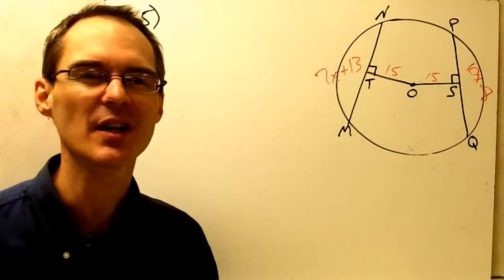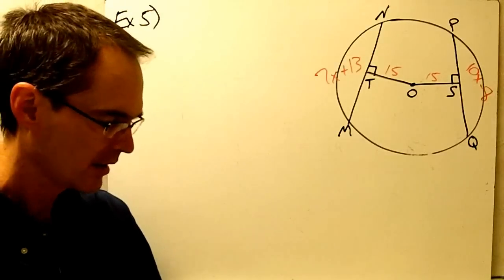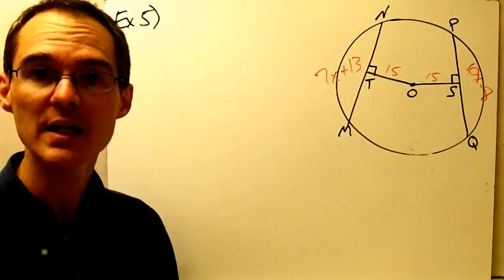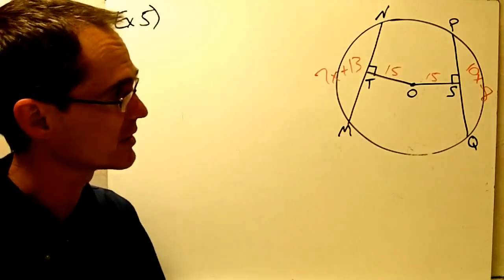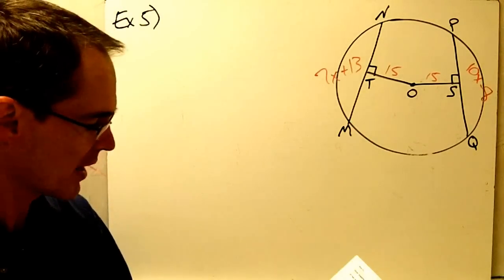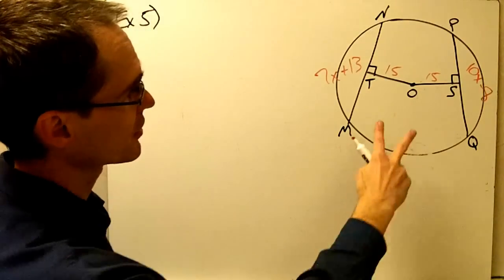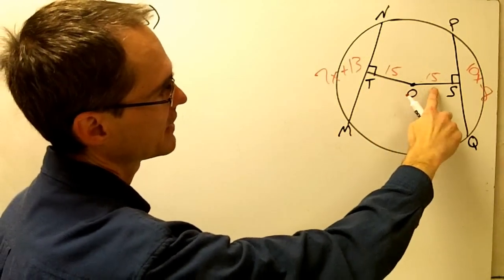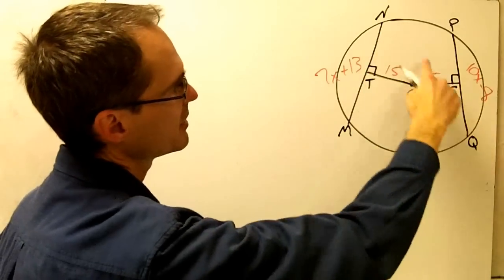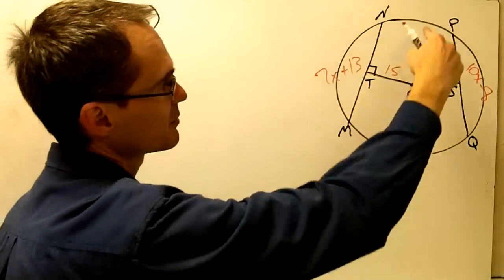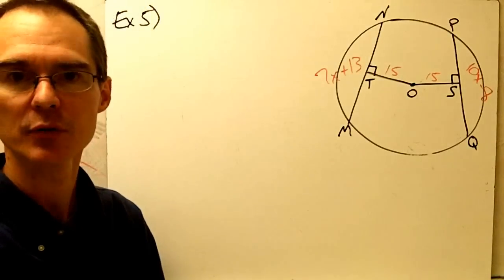All right, so the first thing that occurs to me is this seems kind of an odd thing to ask for, because when I look at my picture, I don't even have a radius on the picture at all. The second thing that occurs to me is that since I know that this segment is 15 and this segment is 15, I'm essentially being told that these two chords are the same distance from the center, which tells me that these two chords must be congruent.